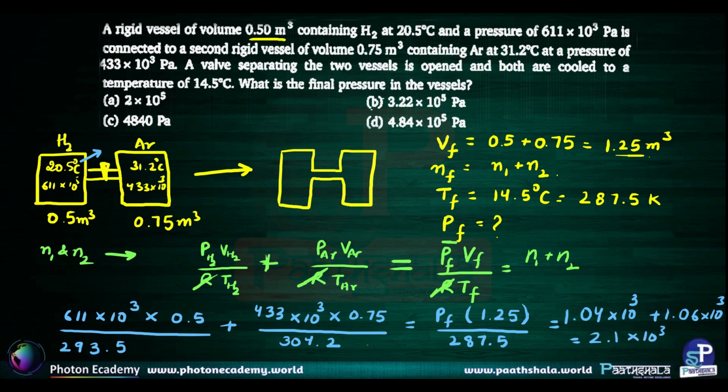Now we have to multiply this 2.1 into 10 to the power 3 by 287.5 and then divide it by 1.25. The answer on doing these operations comes out to be 483 into 10 to the power 3 pascals. If we look at our options, 483 into 10 to the power 3, we'll have to shift the decimal two places towards the left. So it will be 4.83 into 10 to the power 5 pascals, which is approximately option D.